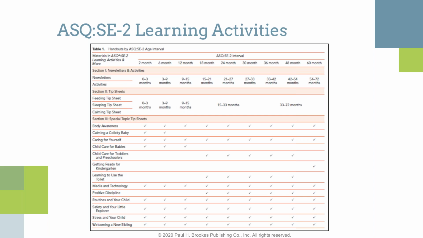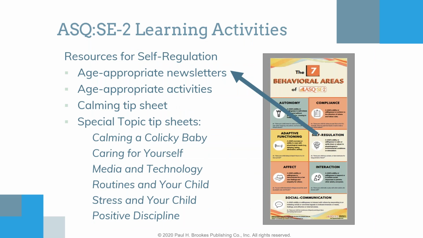And then some of the special topics we have are body awareness, caring for yourself as a caregiver, childcare for babies, which may not be so relevant right now, media and technology. So what are some things you need to be considering there? Routines, which we know are critically important for kids, safety, stress in your child, welcoming a new sibling. Those are all options. Again, I wouldn't recommend giving them everything unless you know it's a family that wants everything, but really thinking through which resources you share with different family members to not overwhelm them, but to really hone into their concerns.